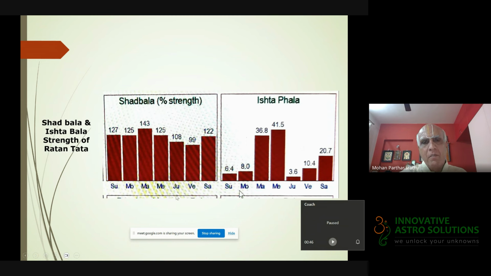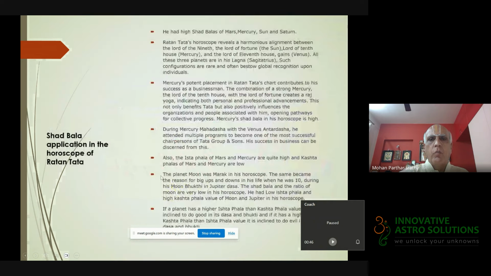Now if you see, Moon's Ishtapala is very low, Kashtapala is more, and the Shadbala strength is also less. So he has faced a lot of difficulties due to Moon. We'll see how. He had high Shadbalas of Mars, Mercury, Sun and Saturn.